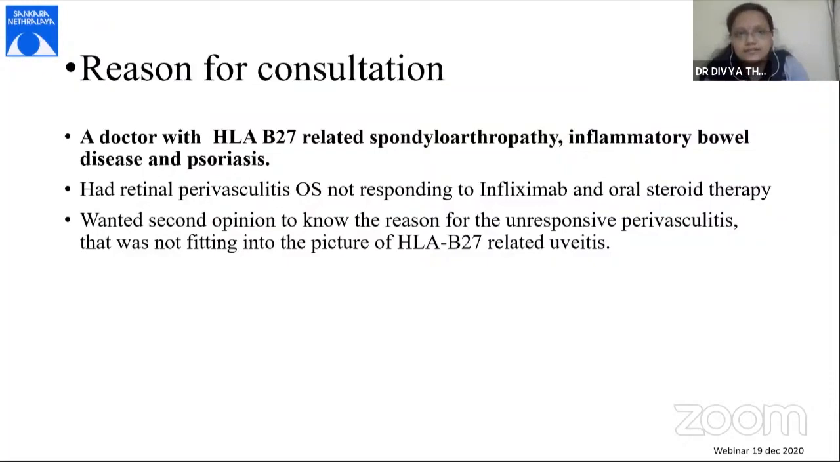Why did he consult us? He was a doctor with HLA-B27 related spondyloarthropathy, was having retinal perivasculitis, which was not responding to infliximab and oral steroids, and he wanted to have a second opinion to know the reason for the unresponsiveness, because the disease was not fitting into the picture of HLA-B27 related uveitis.